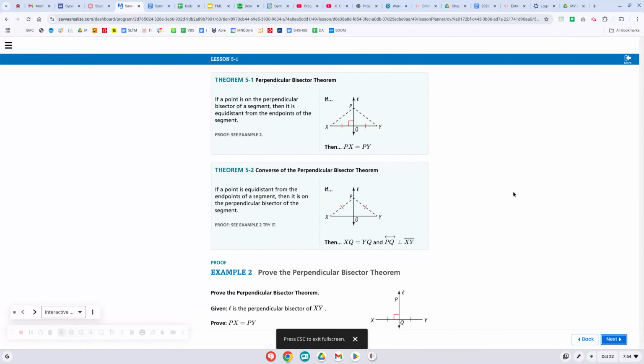So now we've got two theorems. If a point is on the perpendicular bisector, then it is equidistant from the endpoints of a segment. If a point is equidistant from the endpoints of a segment, then it's on the perpendicular bisector. So we now have the perpendicular bisector theorem and the converse to the perpendicular bisector theorem.